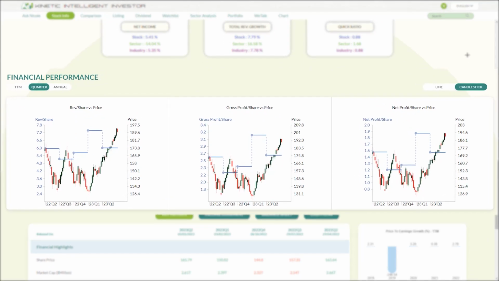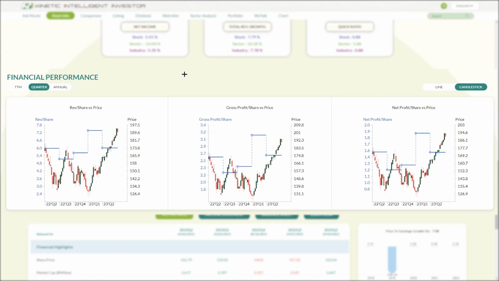As a trader, it's critical to understand if stock price performance follows the financial performance of a company. However, stock movement may not be as flawless or predictable as one can imagine. Therefore, our platform combines financial performance and share price in one chart to offer you a better perspective. The blue horizontal line depicts financial performance, while the candlestick depicts share price.